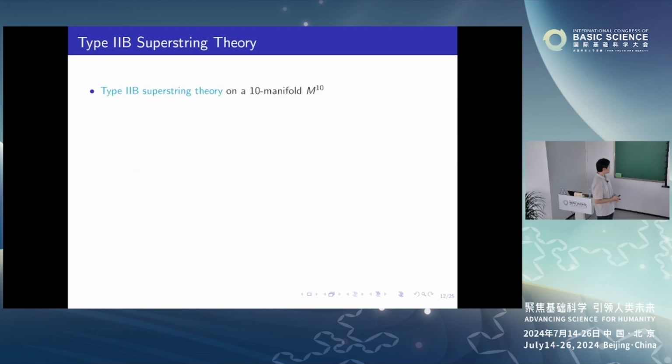So for that, let me start with saying a little bit about type 2B string theory. I cannot really say much about it, but let me just say a few words about what kind of things are there. Again, these are just words. You shouldn't really be afraid. The goal is to explain a little bit about these things and how things are put together to explain something about mathematical structure.